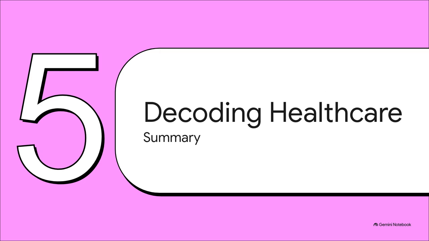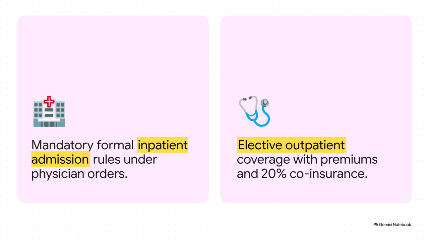Let's wrap this up with Section 5, Decoding Healthcare Summary. The fundamental distinction you absolutely must remember from this explainer is Part A versus Part B. Part A carries that strict, mandatory, formal inpatient admission requirement. Remember, an overnight stay just doesn't cut it. You need direct physician orders.